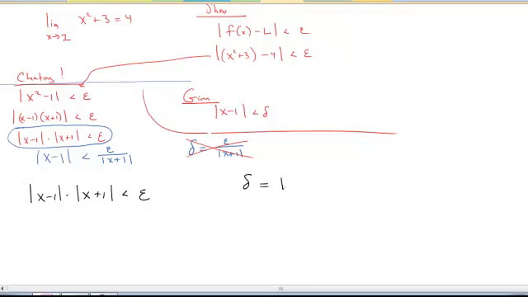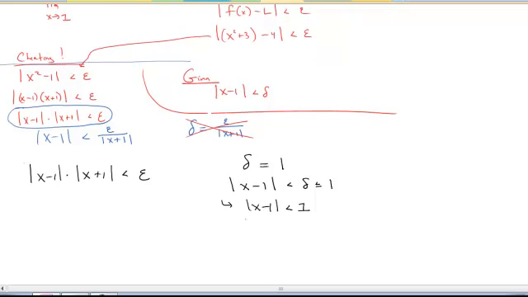And that delta equal to 1 will work for some epsilons. There'll be some epsilons where it works, and there'll be some epsilons where it doesn't. What we can state if delta is equal to 1 is that the absolute value of x minus 1 is less than delta, which is less than or equal to 1. Right? Which tells us that the absolute value of x minus 1 is less than 1.